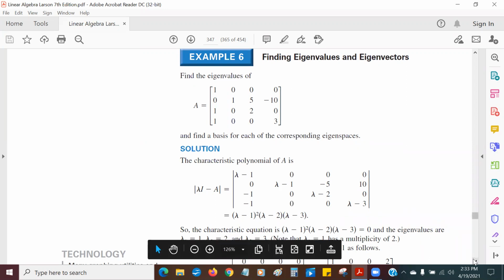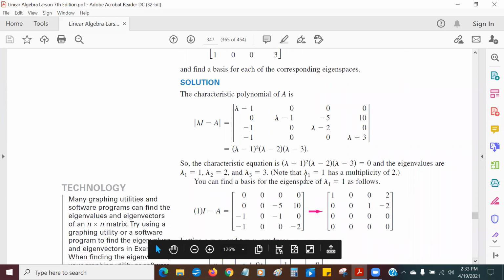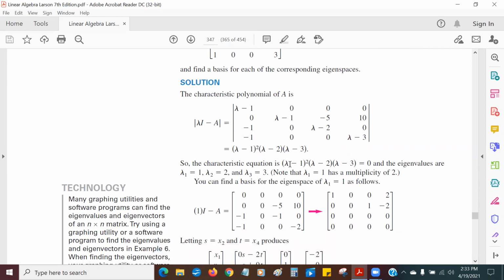So the eigenvalues are 1, 2, and 3. Now, does that mean that the eigenvalue 1 is going to have a two-dimensional eigenspace? No, it means that it's going to have at most a two-dimensional eigenspace. The lambda value of 2 is going to have at most a one-dimensional eigenspace, and the lambda value of 3 is going to have at most a one-dimensional eigenspace.